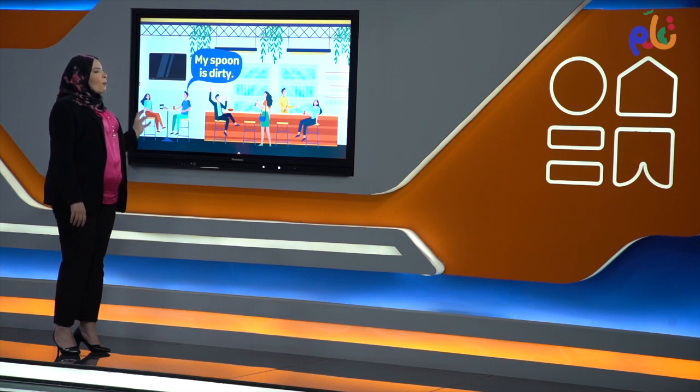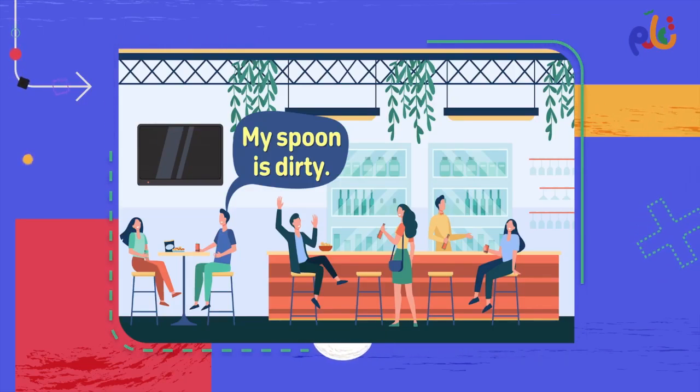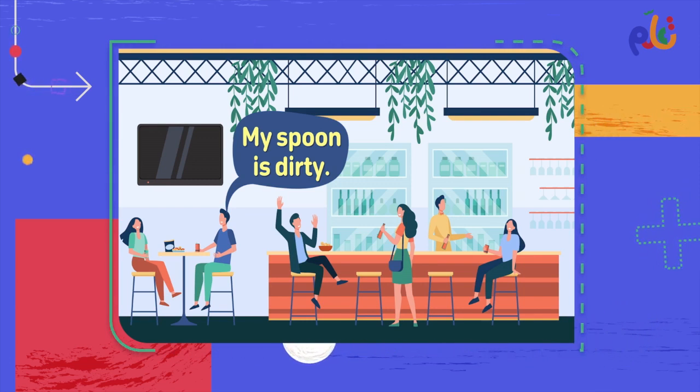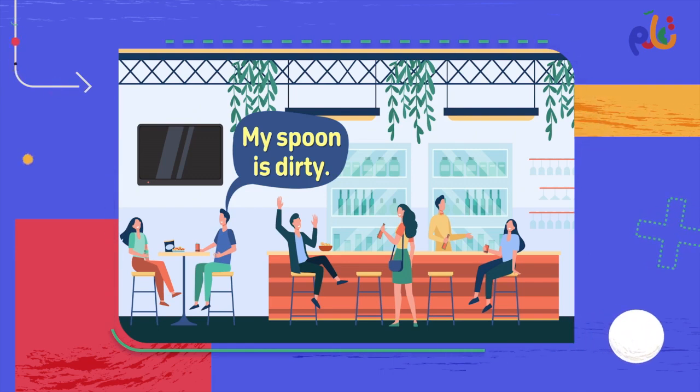And we have, my spoon is dirty. And again, we can replace the word spoon with any of the cutlery or with anything that we have around us on the table. It might be my glass, my cup, my plate, or my table itself. So we can use different things with the same expression.